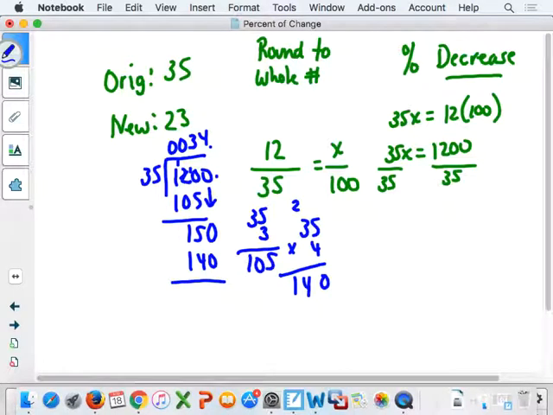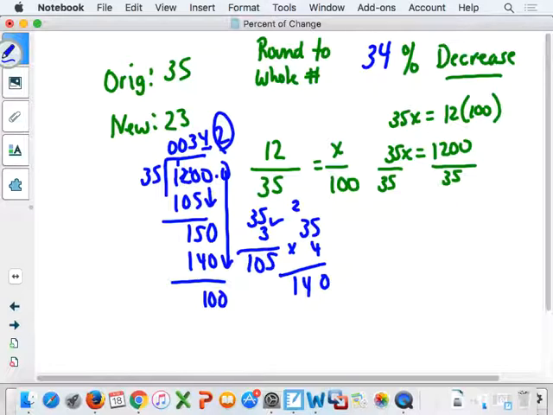Now, we can't stop because, why can't we stop? We don't know if it's 34% or 35%, okay? So what we need to do is bring this down. Now we know 35 times 3 is 105, so we know this is going to be a 2. So we can go ahead and decide, is this 34 or 35%? Well, you're rounding to the whole number. The 2 is not big enough to tell it to go up. So this is a 34% decrease, okay?